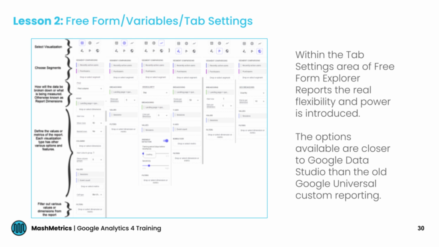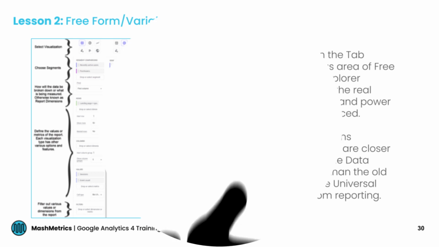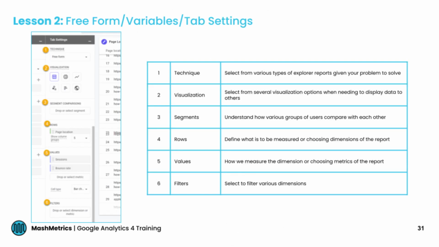Within the tab settings area of Freeform Explorer reports, the real flexibility and power is introduced. The options available are closer to Google Data Studio than the old Google Universal Custom Reporting. Woohoo! We have split this area up into 6 different sections. First, the technique. This is simply how you select from the various types of reports we just mentioned. And we're starting with Freeform.